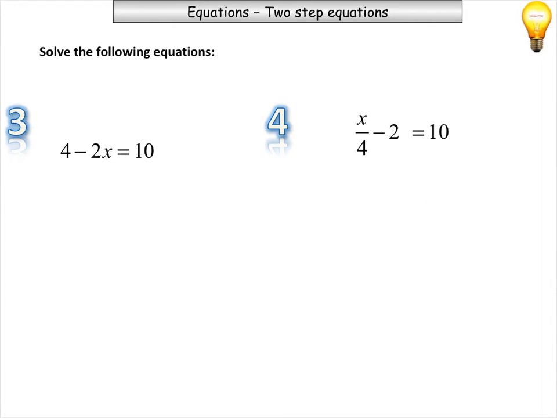All right, here are 2 more equations. If you want to pause the video and attempt these two, that might be a good idea. Otherwise, you can just follow and have a look at some of these key ideas that I will point out as we go through. Okay, so we want to do the same thing to both sides.